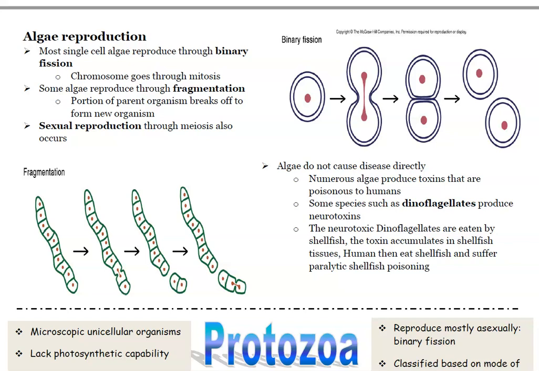Algae do not cause disease directly. Numerous algae produce toxins that are poisonous to humans. Some species, like the dinoflagellates, produce neurotoxins. The neurotoxic dinoflagellates are eaten by shellfish. The toxin accumulates in the shellfish tissue. Humans then eat the shellfish and suffer paralytic shellfish poisoning. So really, it was all because of the algae.